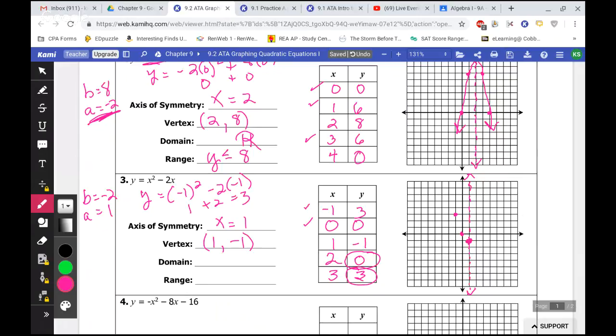Yeah, I already plotted that. Whoops. 2 and 0. I was like, wait a minute, I've already plotted that. Over 2, up 0. And then over 3, up 3. So there's our parabola.